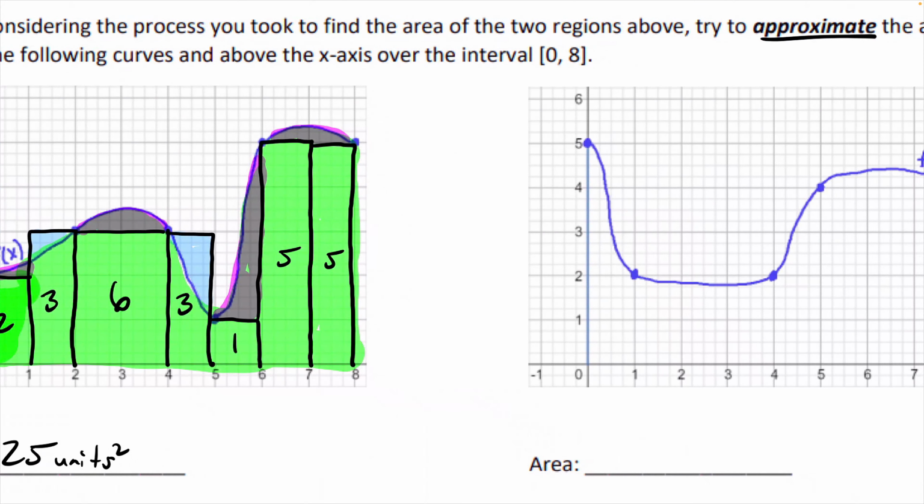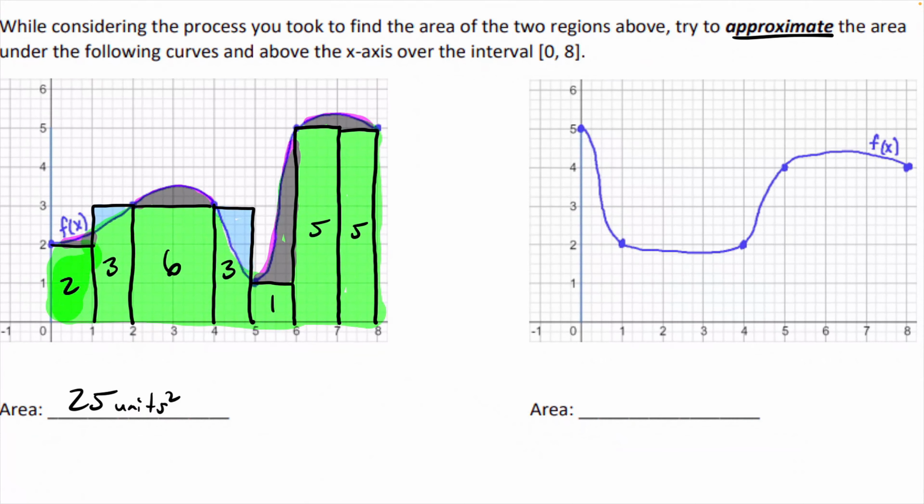Okay, so now I want you to do the same thing. Use rectangles to find the area under the curve for the second one. Do we need to put the approximate symbol in front? No. When you're doing approximations, you don't need the symbol. Okay, so do the same thing for the next one. See what you come up with. Again, it's an approximation. So is there an answer? Yes, but I don't expect you to get the answer. I expect you to get something close to it.